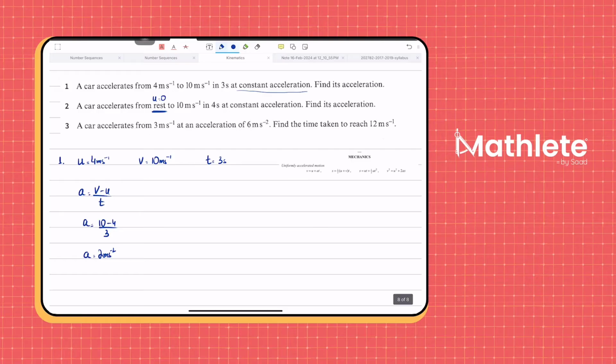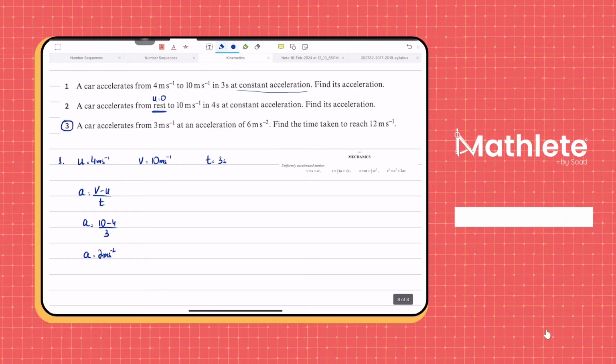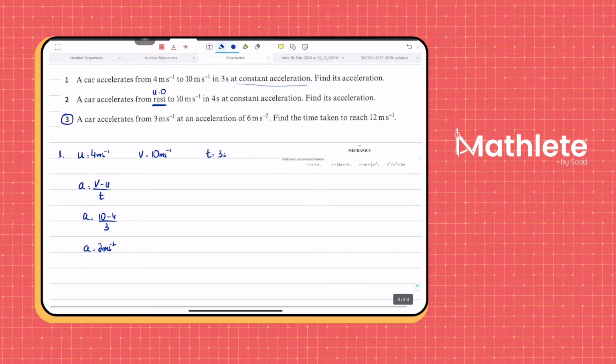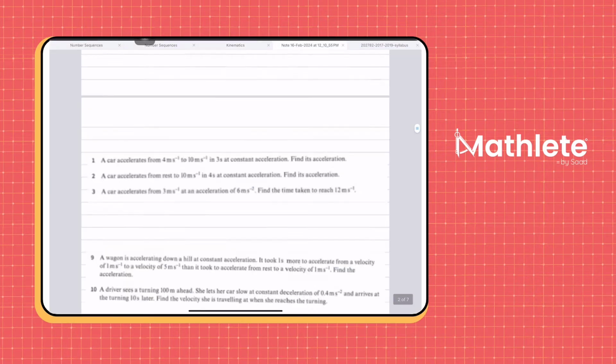No big deal. Now, a car accelerates from 3 meters per second at an acceleration of 6 meters per second square. Find the time taken to reach 12 meters per second. Quickly see if you guys can solve question number 3. I'm sure you guys can. Tell me what the answer is, so then we can move on towards some more complex questions.